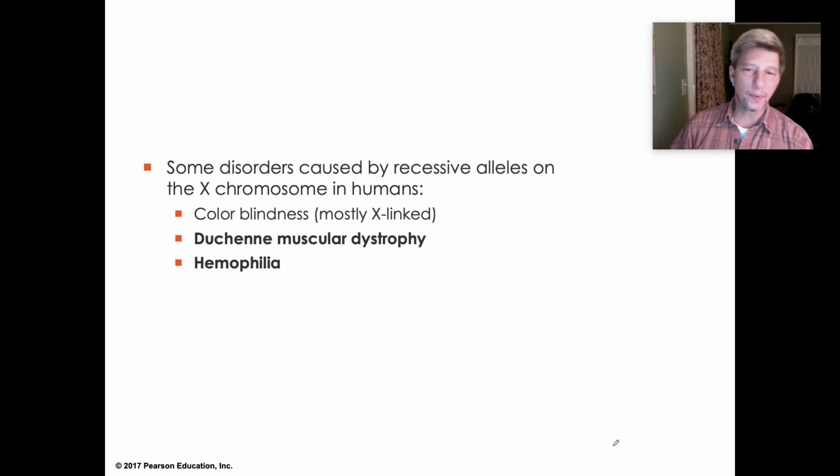Now, examples of disorders that can be caused by this: color blindness is a very common one. This is an X-linked trait, and so therefore found mostly in males, where males can't see the colors, usually either green or red. There are some severe cases where somebody can't see green or red.